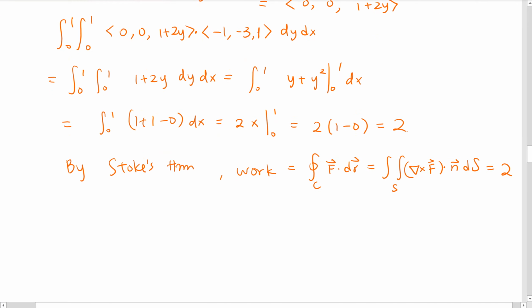Okay, so today we have learned Stokes' theorem. It's like we extend the idea of Green's theorem, the circulation form.